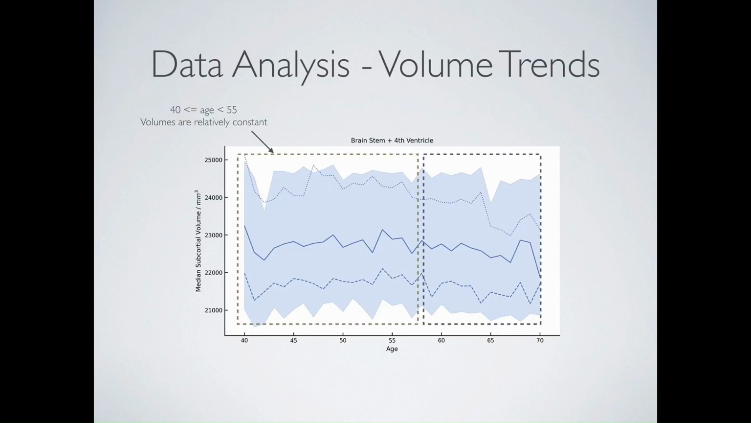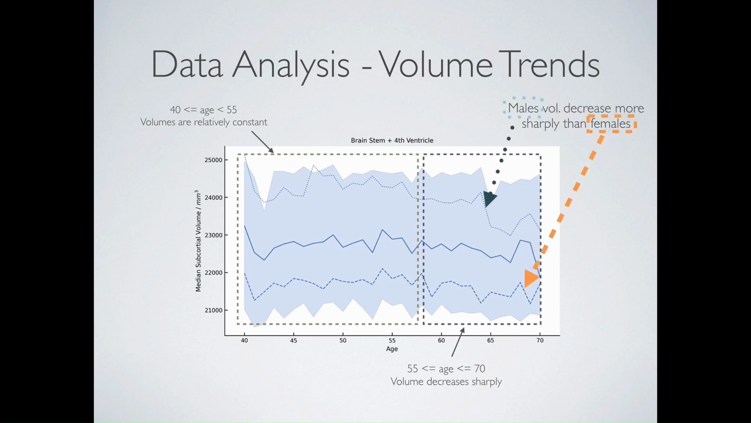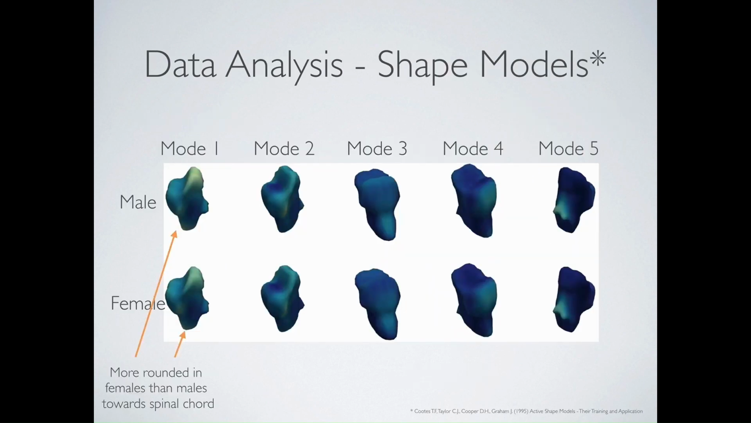If we look at the volume of the brainstem between ages 40 to 55, it remains constant. Then, between 55 to 70, it decreases, and this decrease is sharper in males than it is in females. We also analysed conditional shape models. The area of the brainstem near the spinal cord is more rounded in females than in males.